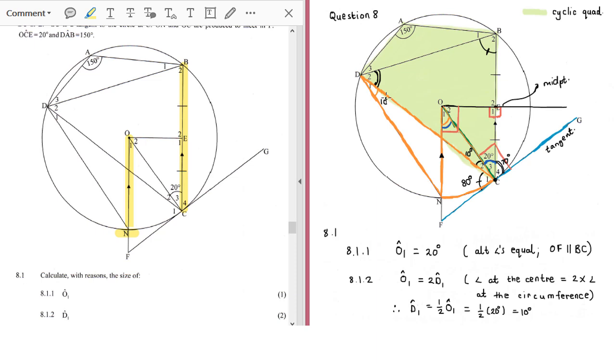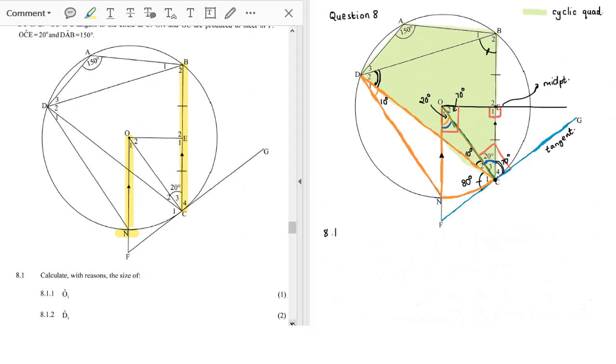Okay, so let's add that information onto the diagram. Angle D1 is now 10 degrees. Angle O1, I'll just do this. Okay, angle O1 is 20 degrees.